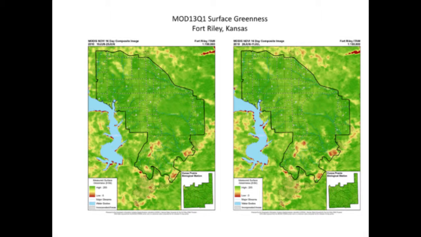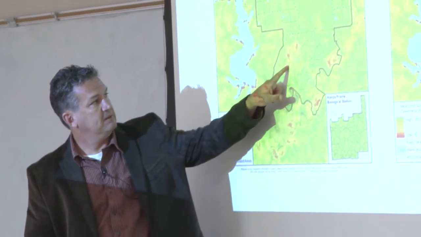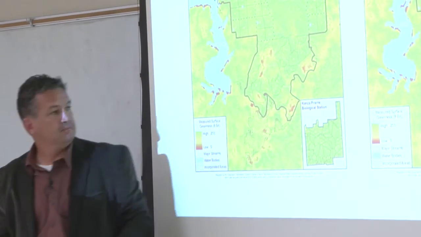Now here we've changed it from black and white to brown to green to highlight the green nature. But other than that, they're kind of boring images. They don't tell us a whole lot about what's going on. Everything looks pretty green. If you're familiar with Fort Riley at all, any guesses as to what this area might be? Or maybe down here?